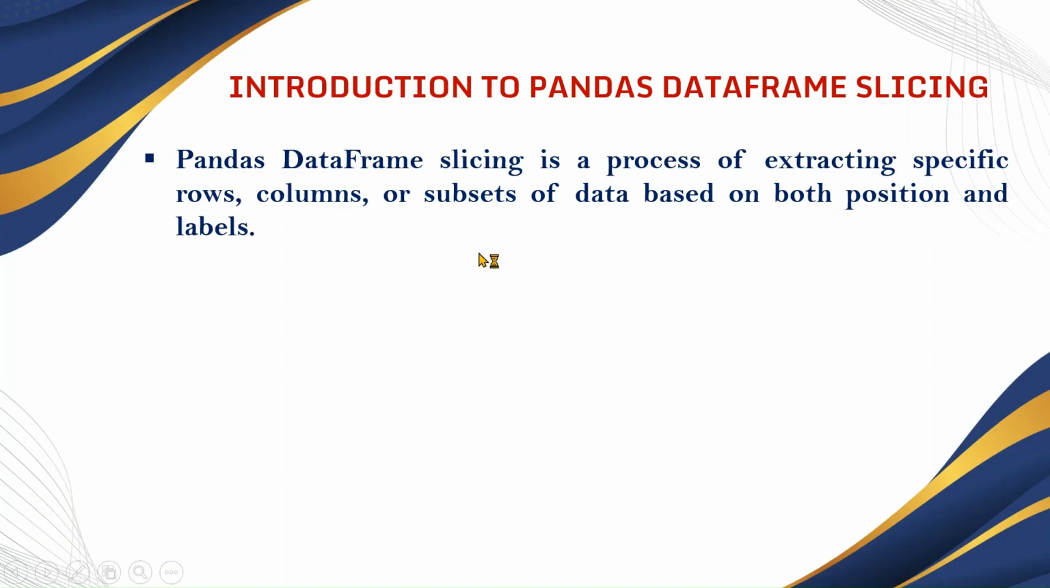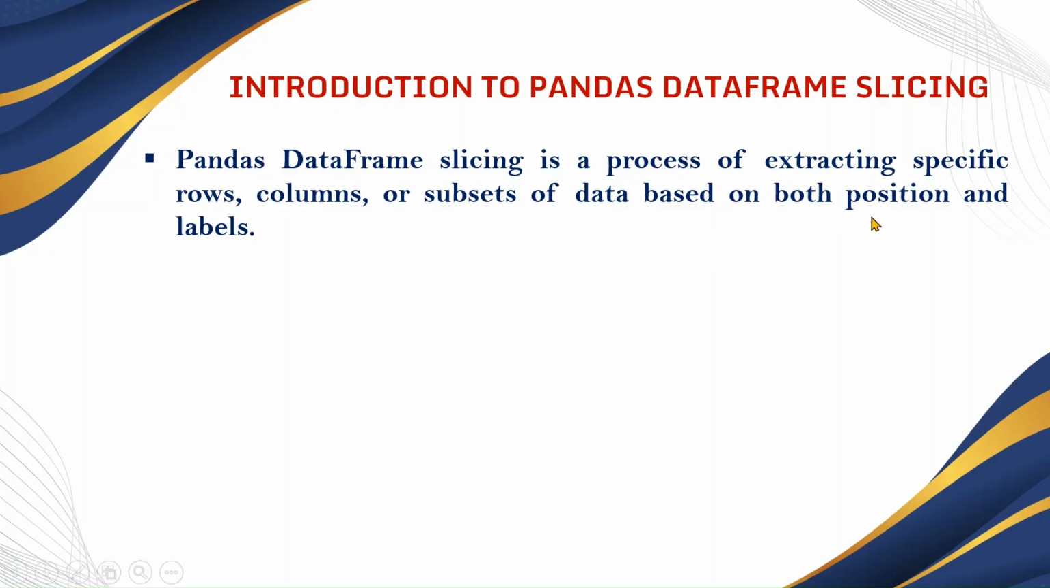the position and labels. So the data frame is nothing but a table format where we can load some data from a list, from a dictionary, from other files, which we call a data set. Now slicing is nothing but extracting a selected number of rows from the data frame, or a selected number of columns from the data frame, or a combination of rows and columns. The selected one that can be extracted from the data frame is the slicing process.